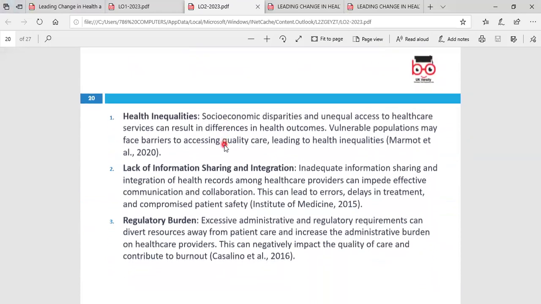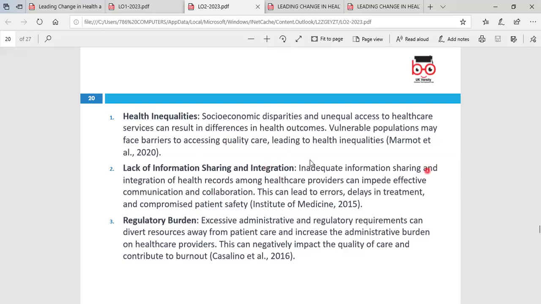Health inequalities: we've talked about vulnerable populations, how they face barriers, and if there's further deterioration in the quality of the system that's working there, this gives rise to further inequalities.